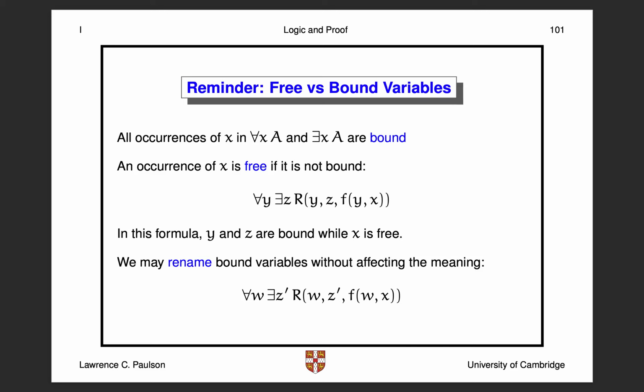Any occurrences of a variable that are not bound are free. So in this thing, it's a little hard to check, but x is a free variable. So y and z are bound. x is free in this formula.